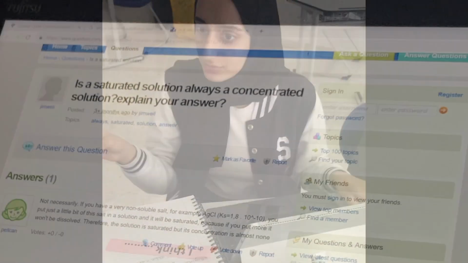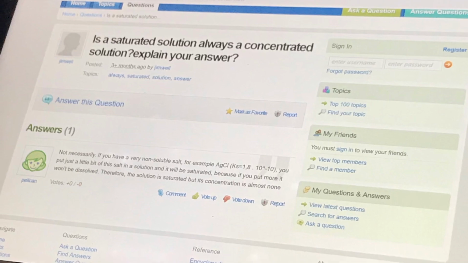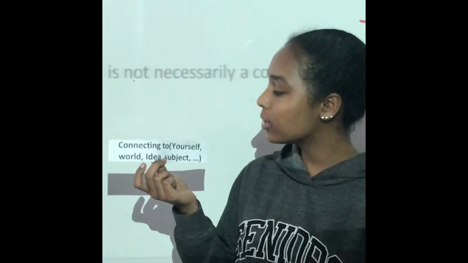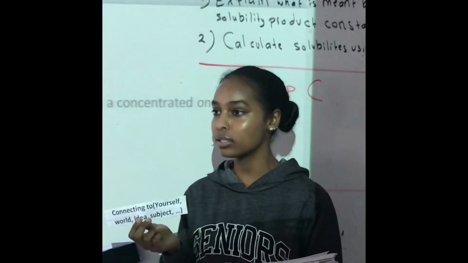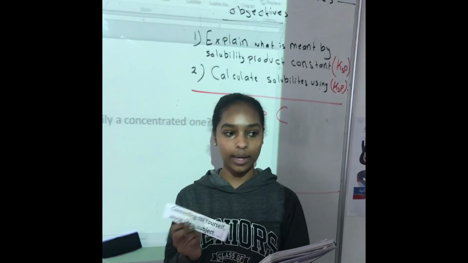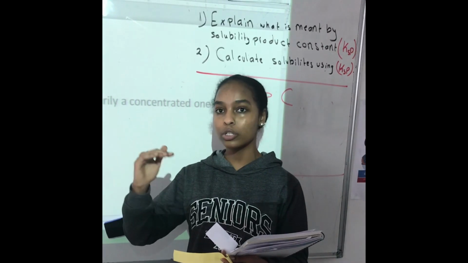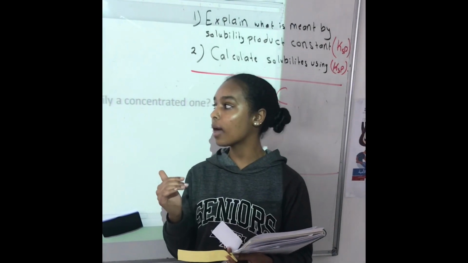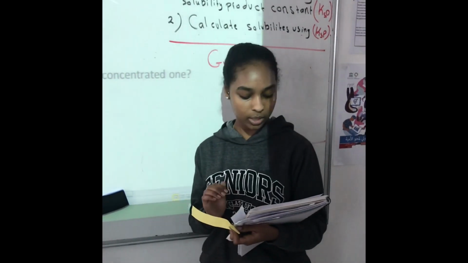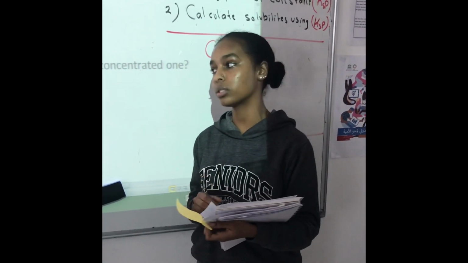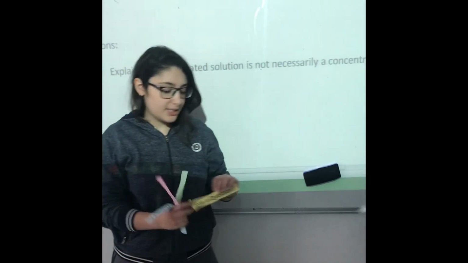A saturated solution is not necessarily a concentrated one, because they're talking about the solution itself. So we're starting with connecting yourself to the word, idea, and subject, and that's where we're going to give a real-life example of a saturated solution. That's going to be tea, because when you dissolve sugar, it reaches a maximum limit where sugar cannot be dissolved anymore. Another example is salt and vinegar. Now, for the concentrated solution, our examples are household materials, such as hand soap, liquid medicine, and soft drinks. That's for the connection.